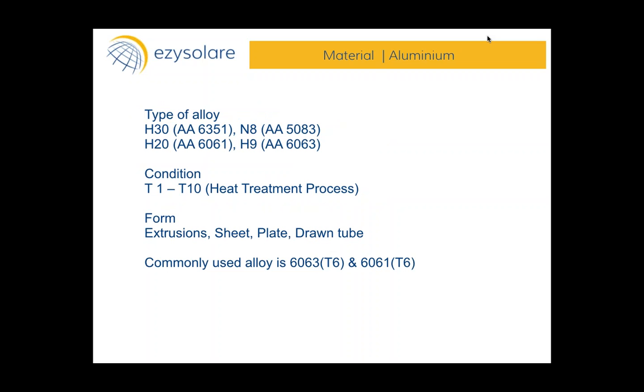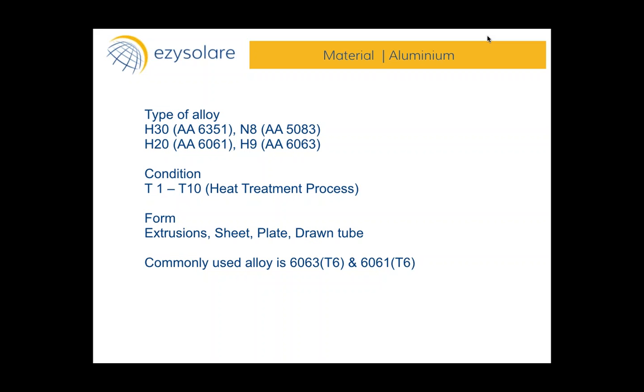However, H9 and H20, which are 6061 and 6063, are the materials available very easily in the commodity markets, where you can even track the rates. This is the most available material in the market right now. So this is the type of alloy, and this is how its yield strength and tensile strength will be achieved. Second is the heat treatment process, one of the processes during aluminium manufacturing. T1 to T10 it varies. Once again, the most commonly used alloys available in the market would be T6 6063 and T6 6061.